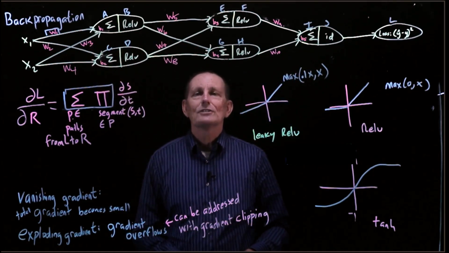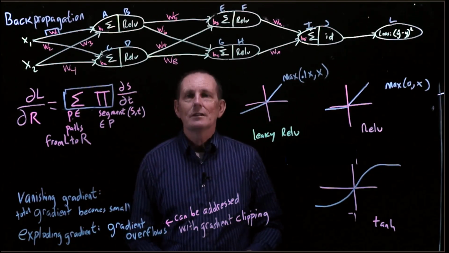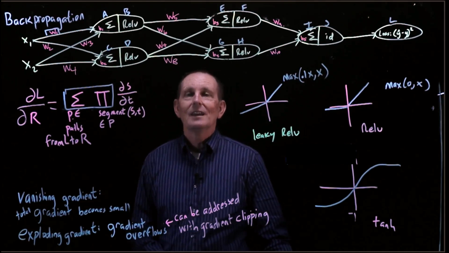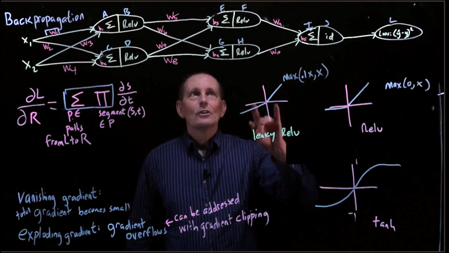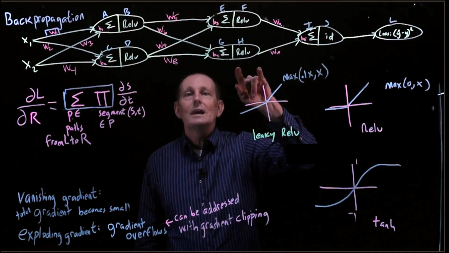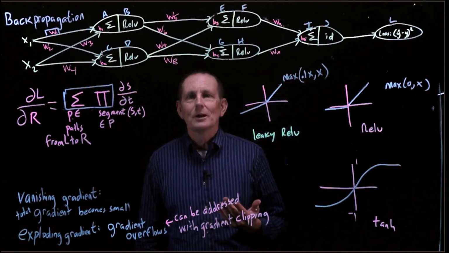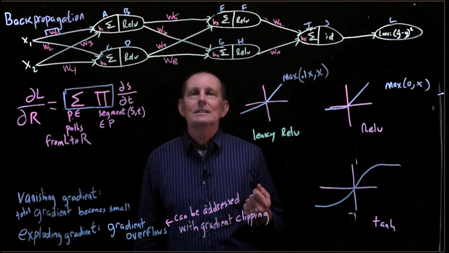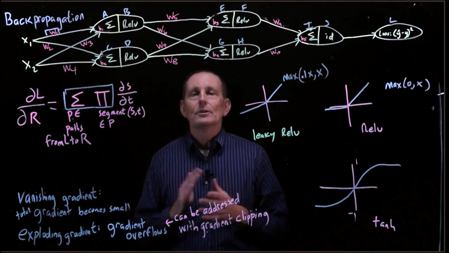In deep learning, we have this Goldilocks situation. We want the gradients to be just right. We don't want them to be too big, and we don't want them to be too small. In order for that to work, we need to make sure that the gradient through the activation function is not too big and not too small. And then we've got to make sure that the weights are not too big and not too small. It's a delicate balance, and it's easy to see why there were so many difficulties in having deep neural networks.